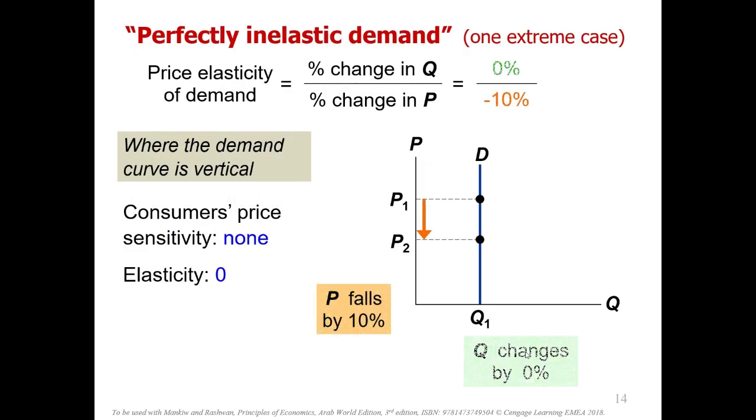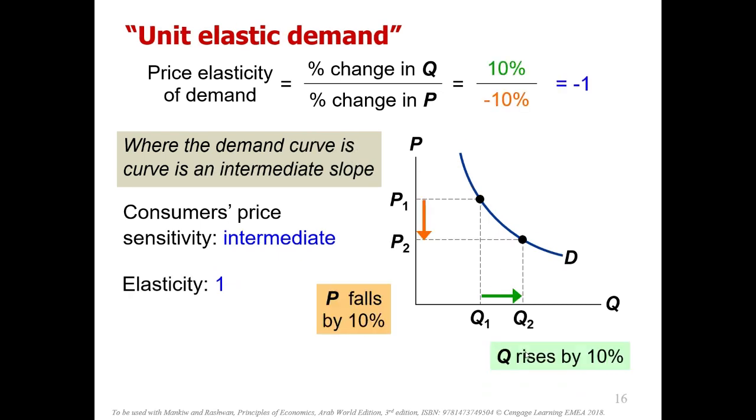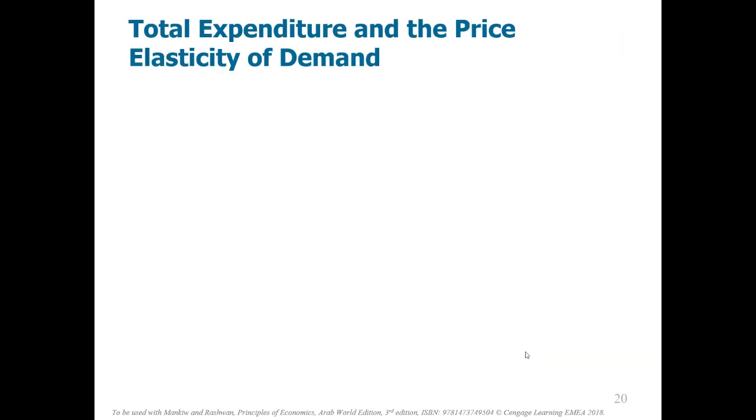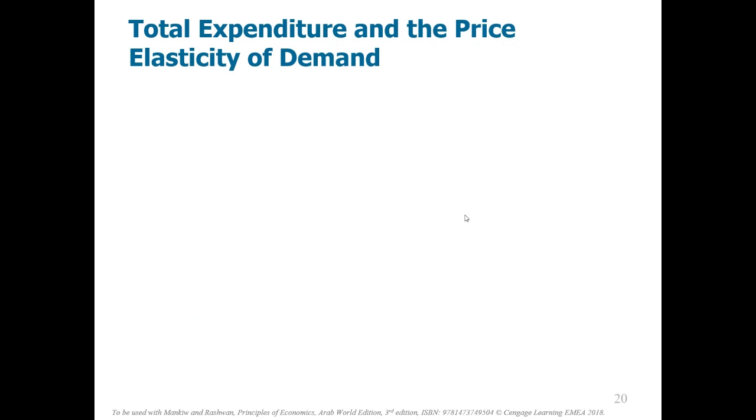Perfectly inelastic demand, and then inelastic demand, which you already mentioned. Inelastic demand, elastic demand, perfectly elastic demand. And a few elasticities around the world: eggs, healthcare, rice. You notice that these things are inelastic, right? Because they don't really have much substitute. Eggs don't have a substitute. Healthcare, if you need medicine, you need medicine. Rice, perhaps not. But on the other hand, Pepsi and restaurant meals, you've got a lot more options, so they're more elastic. Customers are more sensitive.